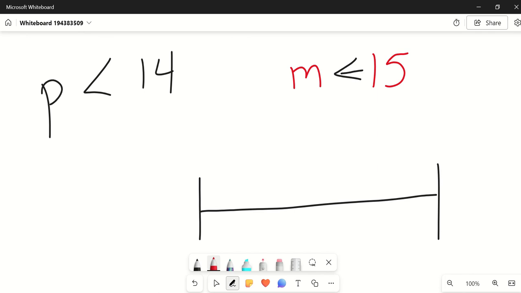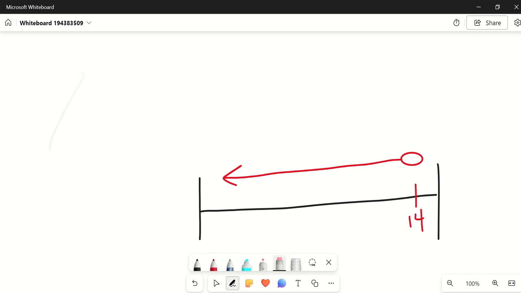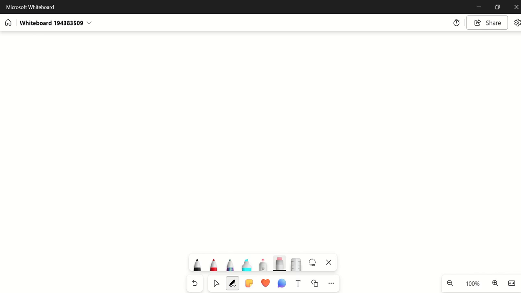Okay, look. Okay, so we're going to go over this one. Brody, which way does the arrow point? It was left. Okay, the arrow is pointing to the left. That means my arrow is going this way, right? So 14 should be here, and since it's not "or equal," open dot. Got it?